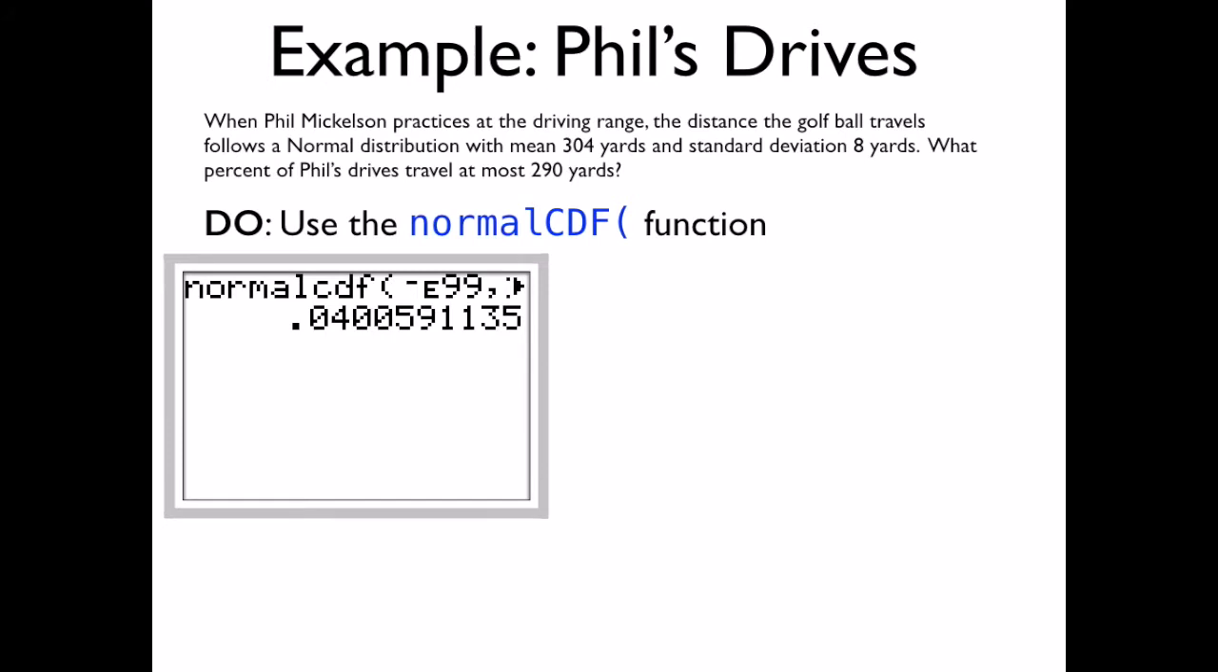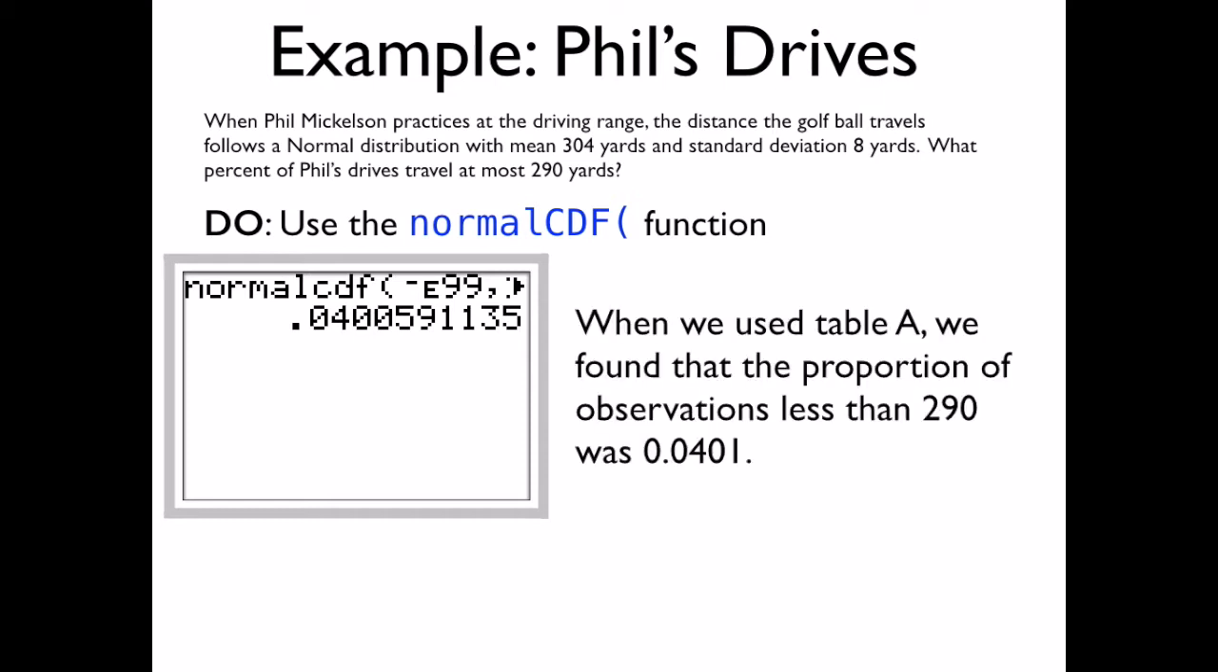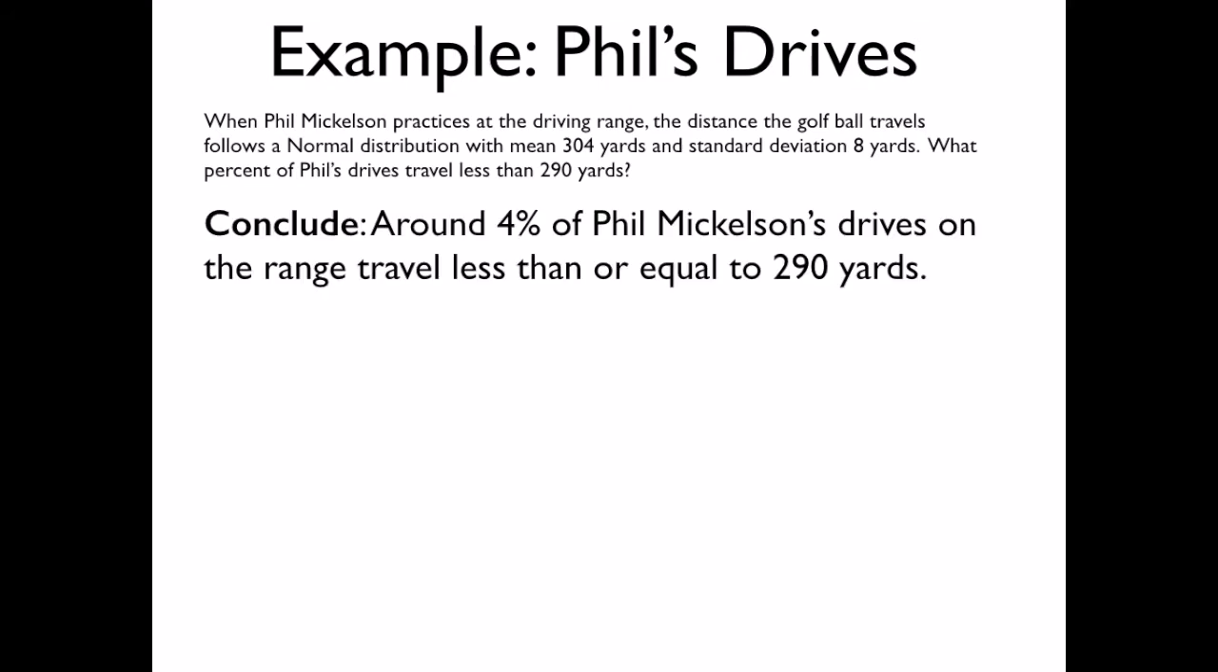So notice when we use the calculator, we get 0.0400 and so on. And when we use table A, we had 0.0401. You'll notice there's a slight difference, but again, that slight difference is just due to rounding. The difference is negligible, it won't be a problem. So we conclude that about 4% of Phil Mickelson's drives travel at most 290 yards.